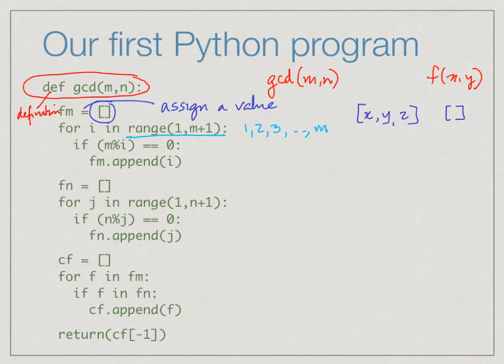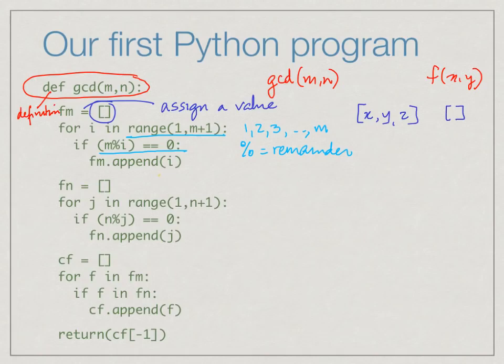For each of these values of i, we check whether this is true. Now percentage is the remainder operation. So it checks whether the remainder of m divided by i is 0. If the remainder of m divided by i is 0, then we will append i to the list fm. We will add it to the right. Append is the English word, which just means add to the end of the list. So we append i to fm.